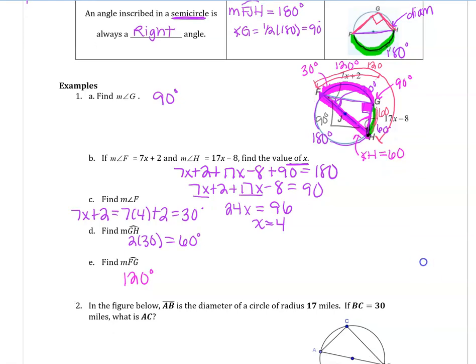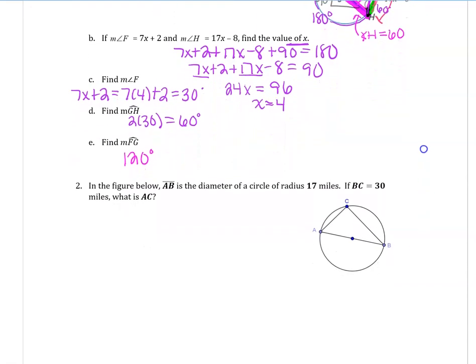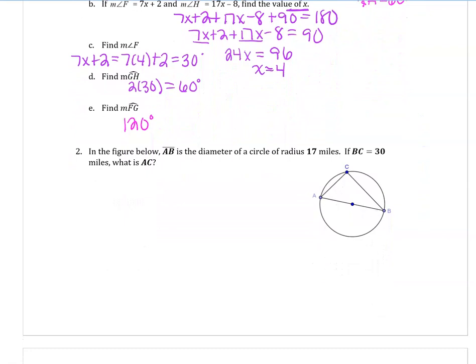All right, coming on down. In the figure below, AB is a diameter of the circle with a radius of 17 miles. I don't know why we went with miles on this one, but sure. I'll just label both of those radii as 17. If BC is 30, what is the measure of AC?